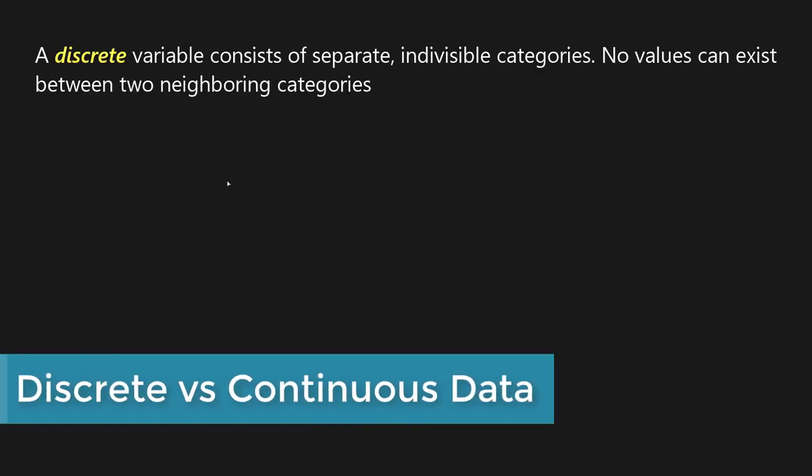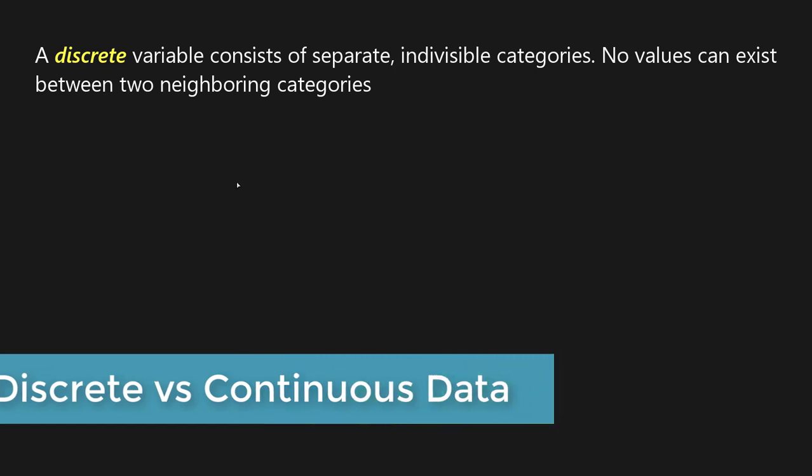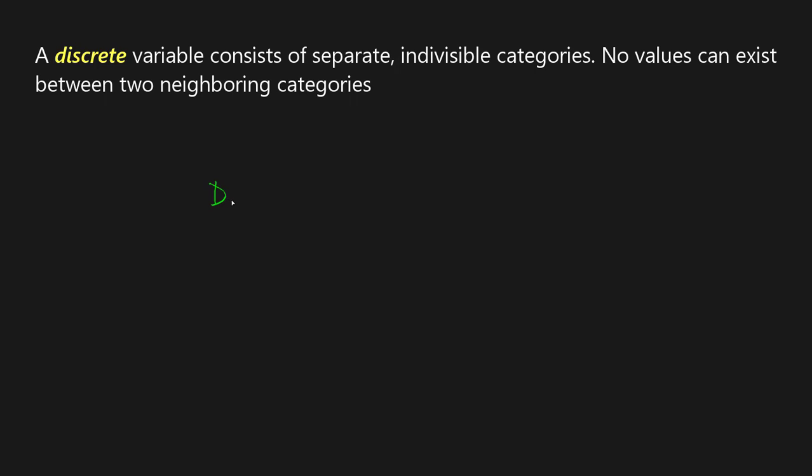Many of the techniques you're going to learn in this course for analyzing data depend on the type of data that you're presented with, and so we need to be able to identify those types of data. So in this video, I'm going to look at two of them: discrete and continuous.